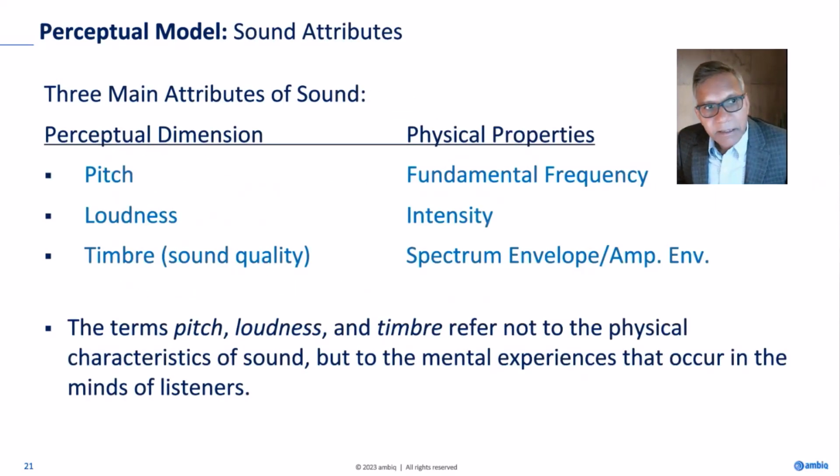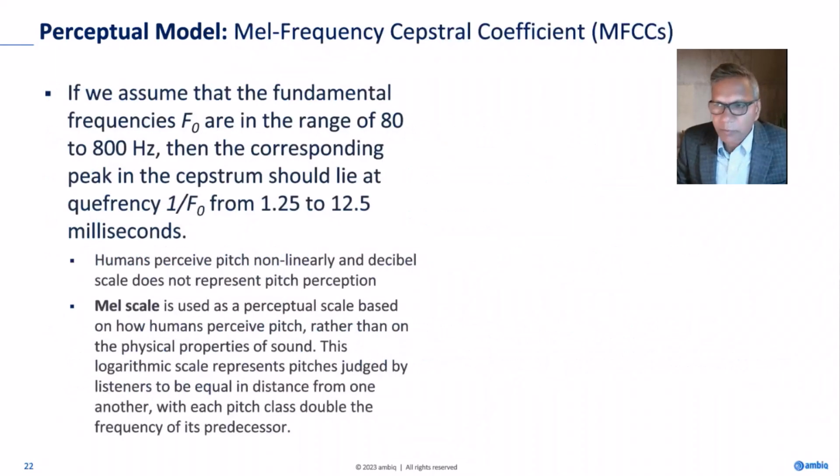There are three key attributes of sound: pitch, loudness, and timbre. This is what our mind perceives. The physical characteristics of sound are fundamental frequency, intensity, and the spectrum. The terms loudness, pitch, and timbre refer not to the physical characteristics of sound, but to the mental experiences that occur in the minds of listeners. In perception, as I mentioned earlier, our mind processes speech in a non-linear fashion, more like a logarithm, for amplitude as well as pitch.